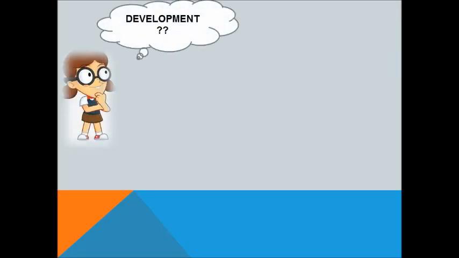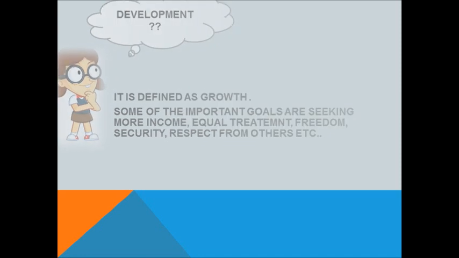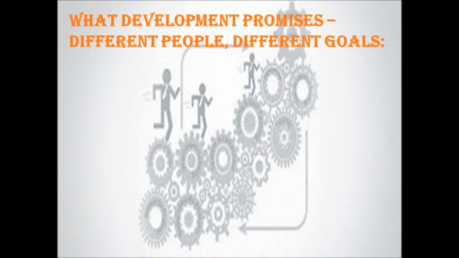What is development? Let's study about development. It is defined as growth. Some of the important goals are seeking more income, equal treatment, freedom, security, respect from others, etc. What does development promise? Different people have different goals. This is true. Everybody has a different goal for their upbringing.